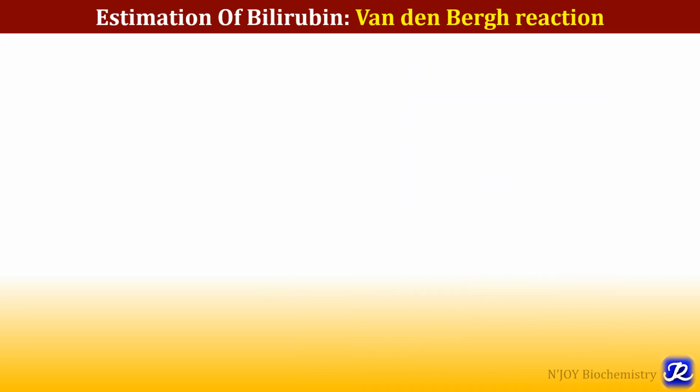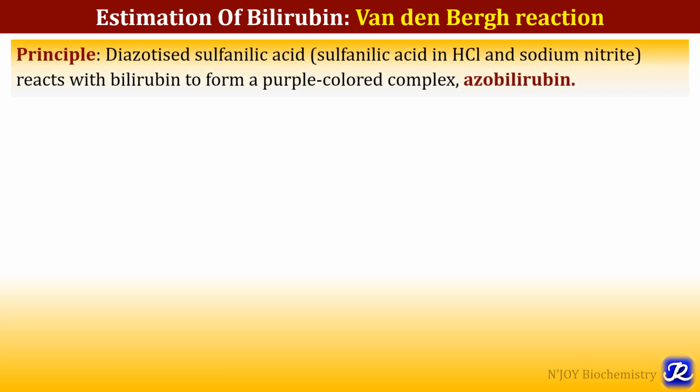Estimation of serum bilirubin by Van den Bergh reaction. What is this Van den Bergh reaction? Let's see. The principle of estimation of bilirubin is the diazotized sulfanilic acid, that is sulfanilic acid in hydrochloric acid and sodium nitrite. This diazotized sulfanilic acid reacts with bilirubin present in the serum to form a purple colored complex. It is called azobilirubin. So this is the principle of estimation of bilirubin, and it is the Van den Bergh reaction.